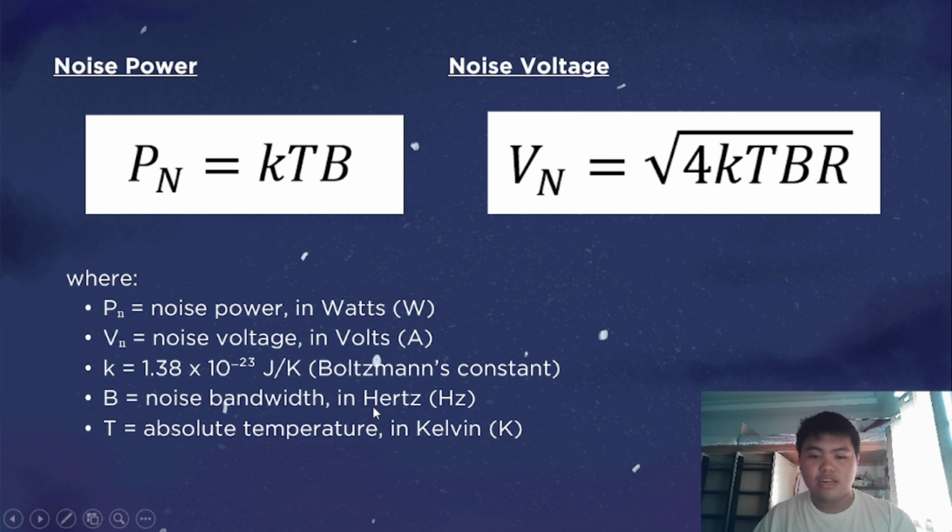expressed in hertz. Noise voltage, on the other hand, can be described as the square root of 4kTBR, where K is the Boltzmann constant, T the absolute temperature, B the noise bandwidth, and R is usually the equivalent resistance of the given circuit.